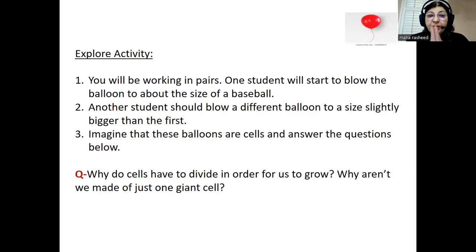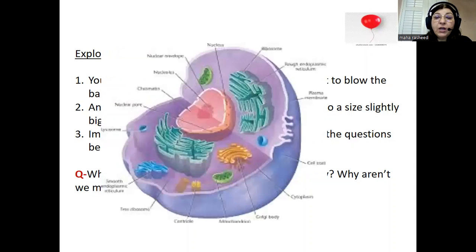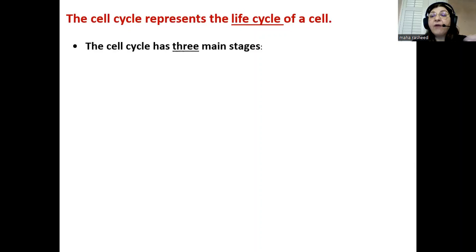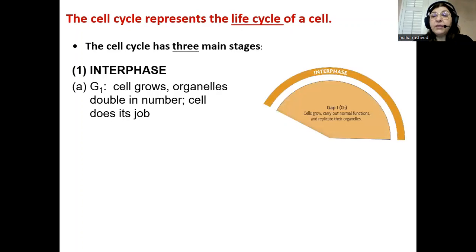And we are finished with the explore activity. So we have learned about the purpose of cell division. So let's move on to the cell cycle. I'm going to have a brief review of the cell cycle because we have learned that cells, like organisms, have a life cycle. They are born, they grow to a certain age and size. Then they reproduce, which is the division of the cell, and they make new cells.